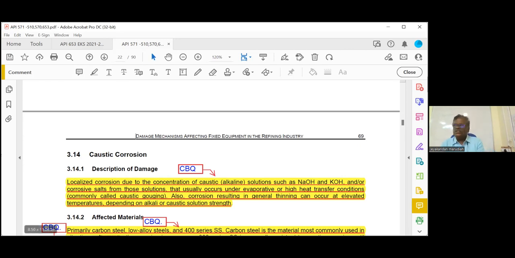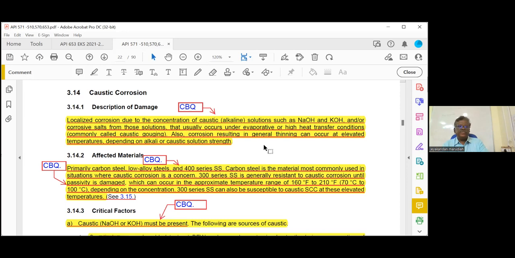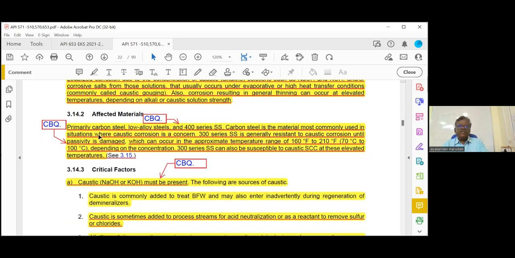So please take nickel. Localized corrosion due to concentration of caustic solution such as sodium hydroxide and potassium hydroxide and corrosive salts from this solution that usually occurs under evaporative or high heat transfer condition. That is important. So what is caustic? Sodium hydroxide and potassium hydroxide. Affected metal, primarily carbon steel, low alloy steel and 400 series SS. That is important. So it will affect carbon steel, low alloy steel and 400 series SS.